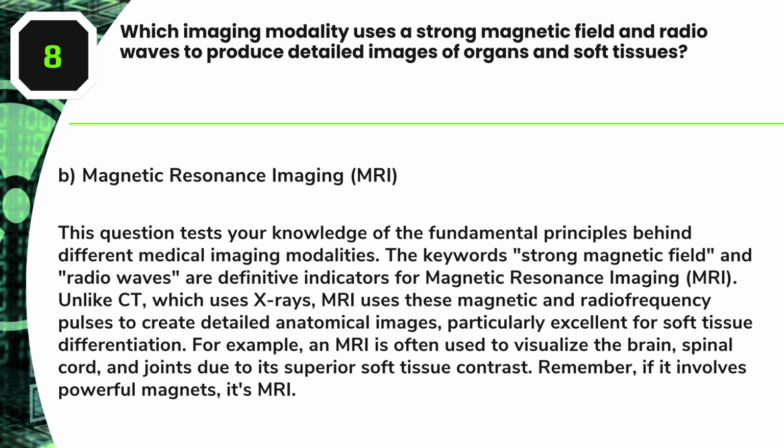For example, an MRI is often used to visualize the brain, spinal cord, and joints due to its superior soft tissue contrast. Remember, if it involves powerful magnets, it's MRI.